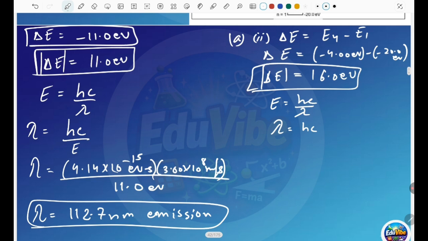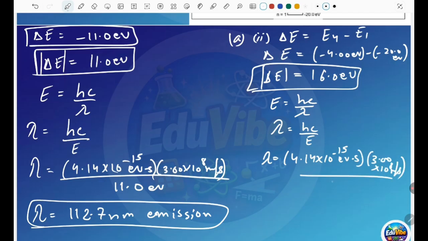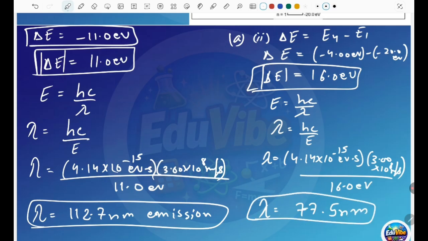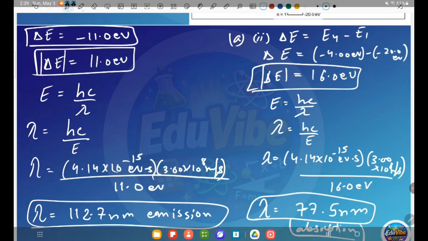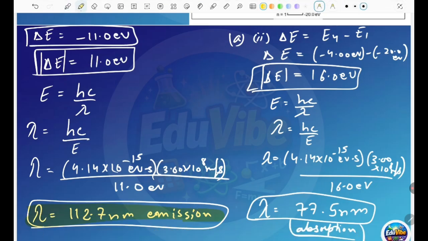Now the wavelength is hc upon E. So 4.14 into 10 raised to power minus 15 eV dot second, times 3.0 into 10 raised to power 8 meter per second. Divide this by the 16.0 eV. You have to convert this into nanometers, so 77.4 nanometers. You know how to convert this, so I left it for you. And this is the absorption. So these are the two answers for the first part A, and we are done with this.